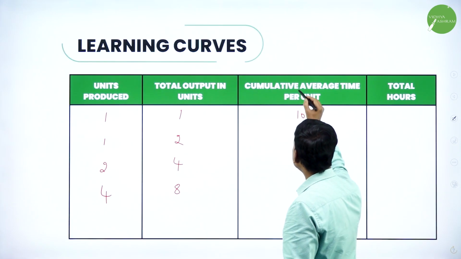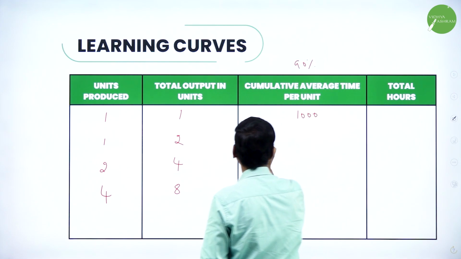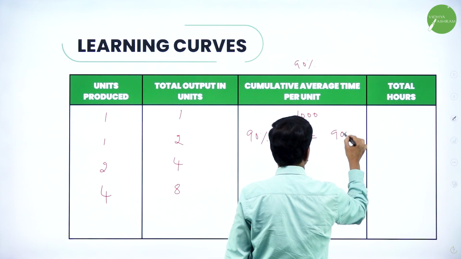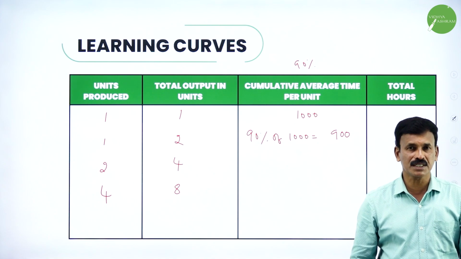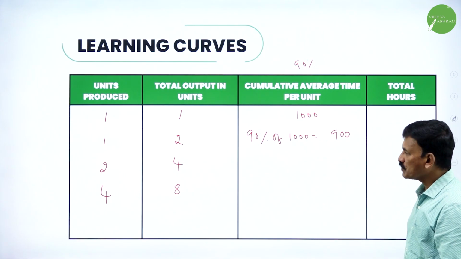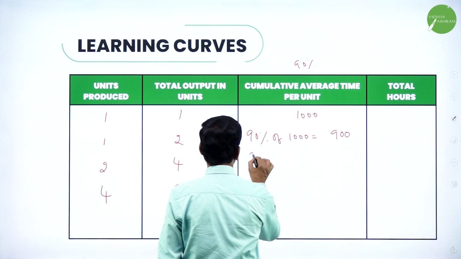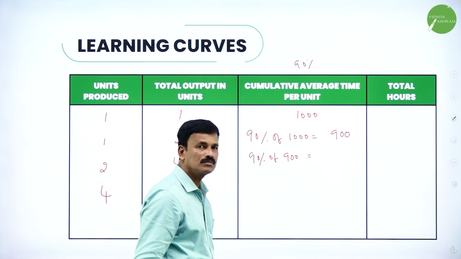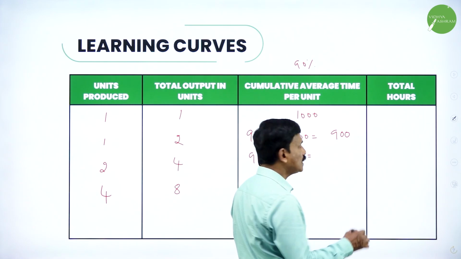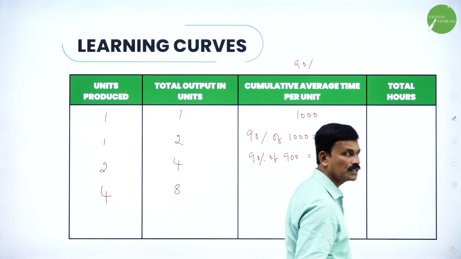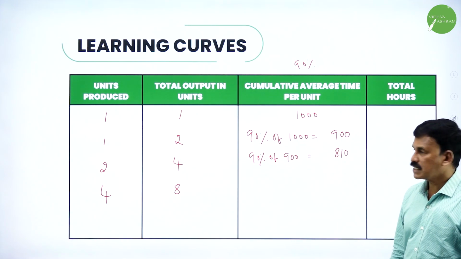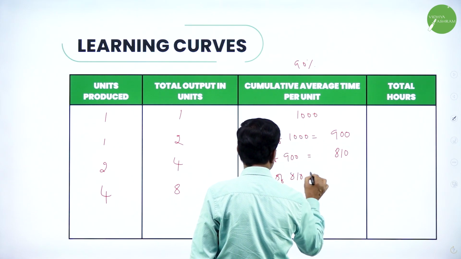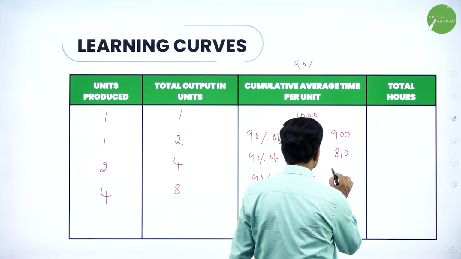Now, just find out what is the cumulative. So, the learning effect is 90%. Now, 90% of 1000 is equal to 900. Again, 90% of 900 is equal to 810. Right. So, 90% of 900 is 810. Again, 90% of 810 is equal to 729.